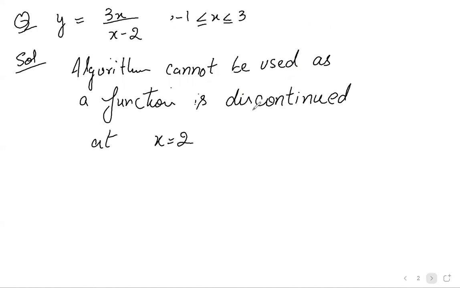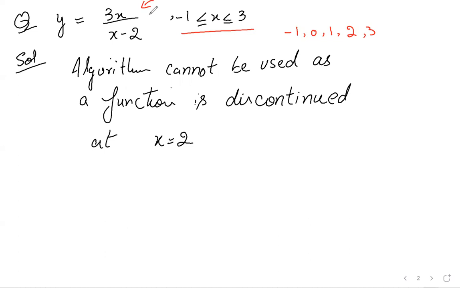We have a question here. It says y is equal to 3x over x minus 2. We are given an interval from -1 to +3. That means I have the values -1, 0, +1, 2, and 3. These 5 values, I'm going to put one by one into this function to see whether I get a value or not.